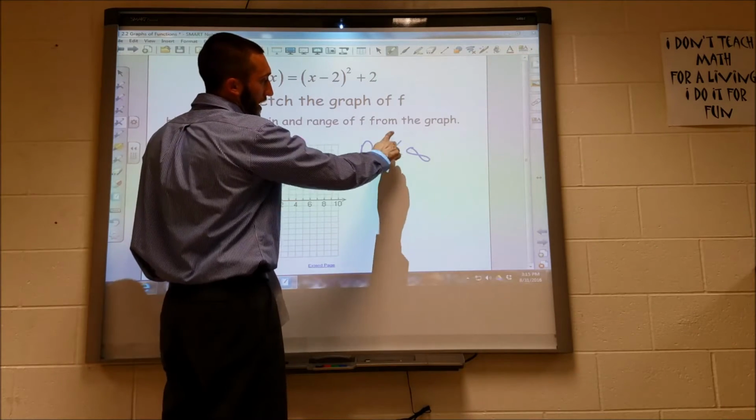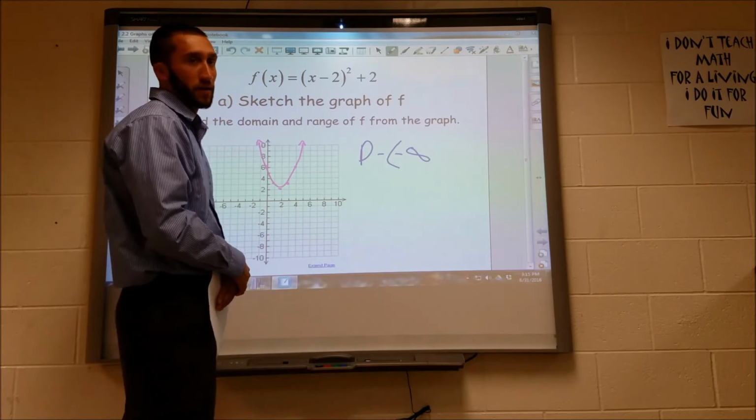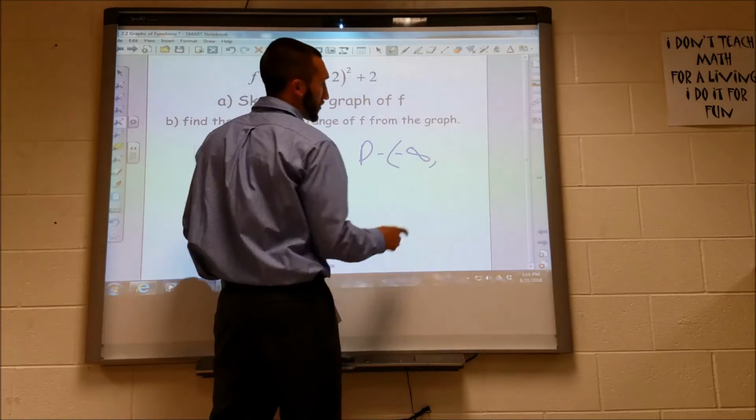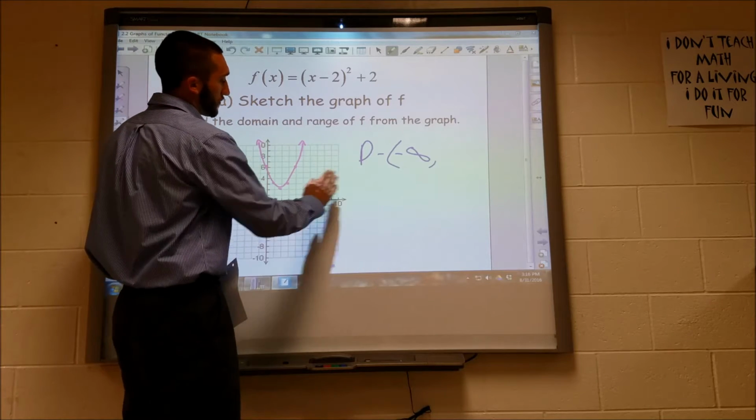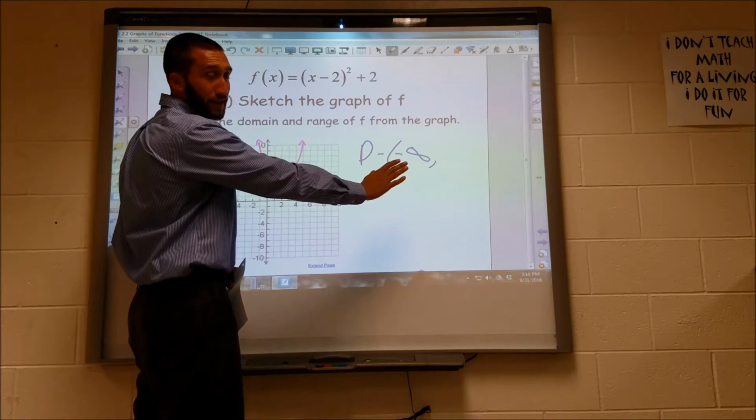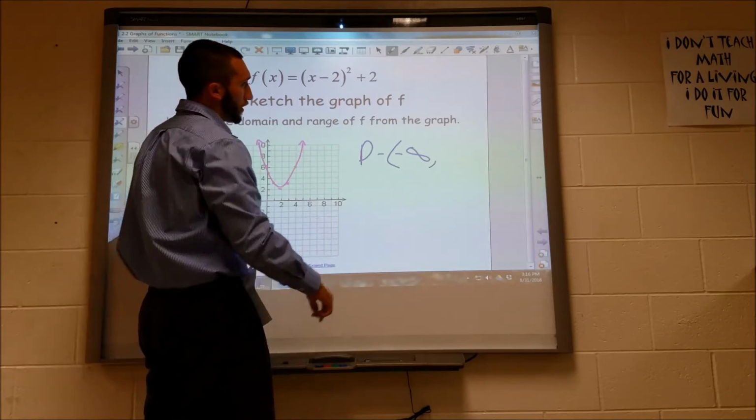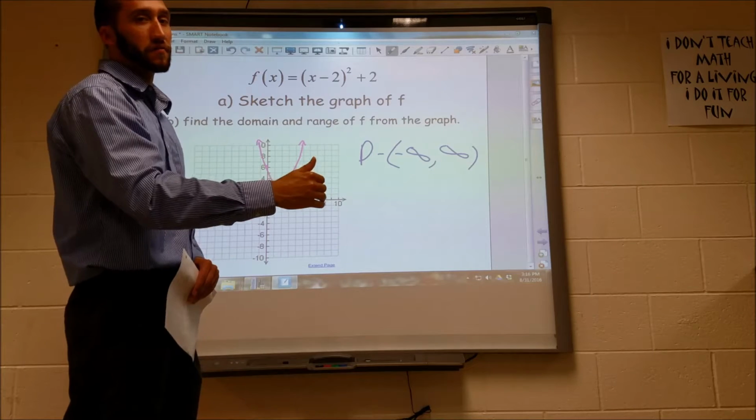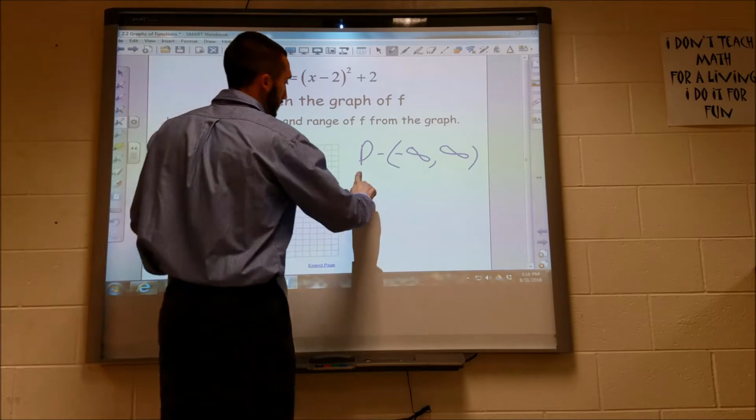Also, you can see I have a parenthesis here, meaning it's not including negative infinity. Infinity never ends, so we can never include it. So we use a parenthesis to denote that. Next, I have to see my positive x values. As I go to the right, my x values are going to continue on forever, as will my graph. So this goes from negative infinity to positive infinity, so all real numbers work for the domain.